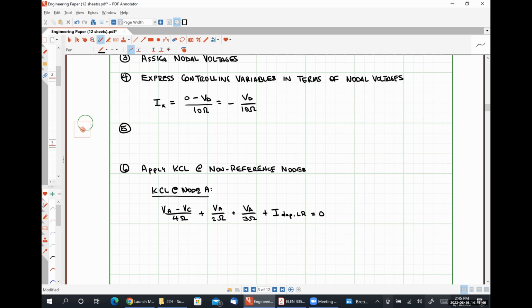I'm going to add all these currents together and set them equal to 0. We're just going to have to figure out what to do with that current in a little bit. Now let's write our KCL expression at node B.